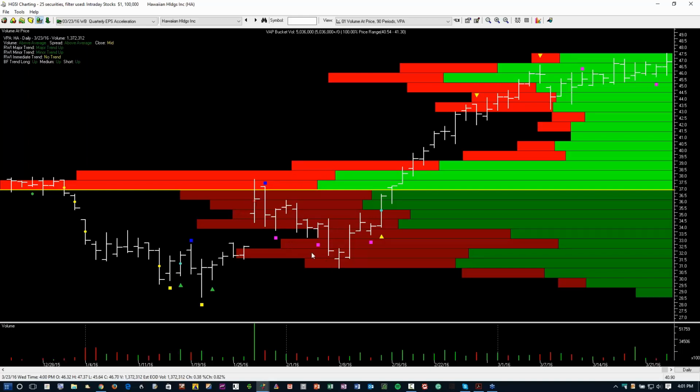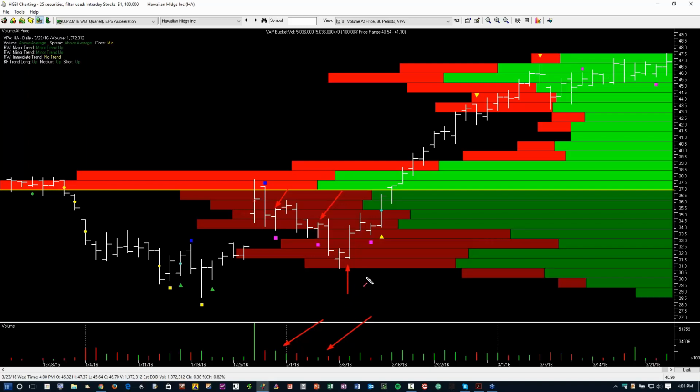But as it was stalling, we're getting several of these tests, these magenta squares. And that's because on these days, and I'm sure you all know this by now, as these close near the high of their daily range on lighter volume, that is a test for supply. It's testing to see if there are buyers down there. Now it did slip down here, and the market turned around about right at this point.